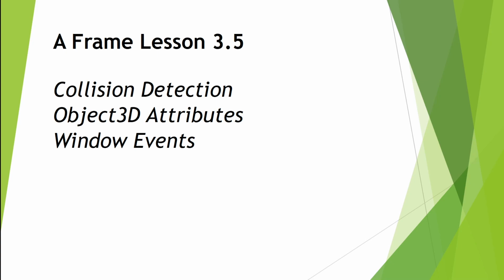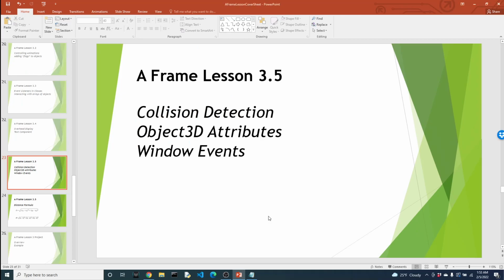Welcome to AFrame lesson 3.5. In this video, we're going to explore how we can detect if a collision has happened between two objects in our world. In doing so, we're going to explore a new attribute called Object3D and how to add events to our window. So let's get to it.